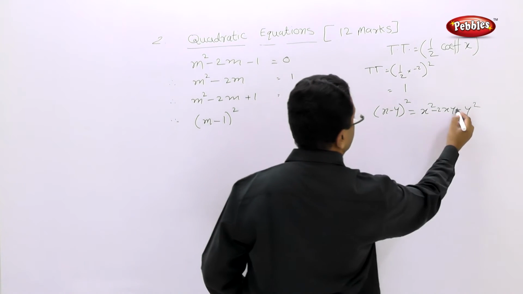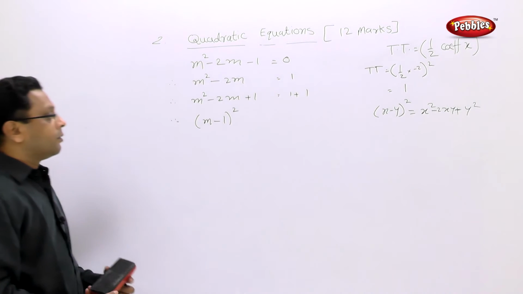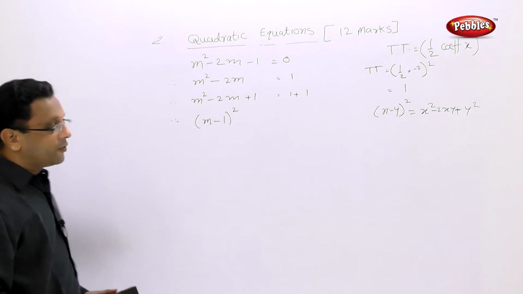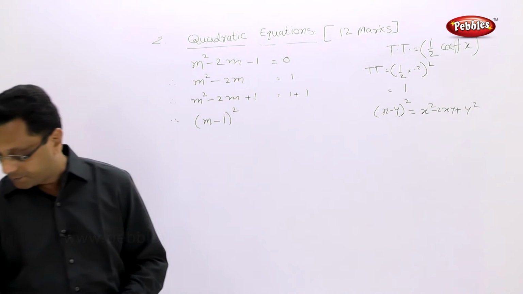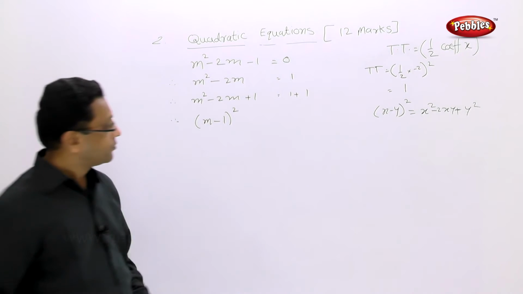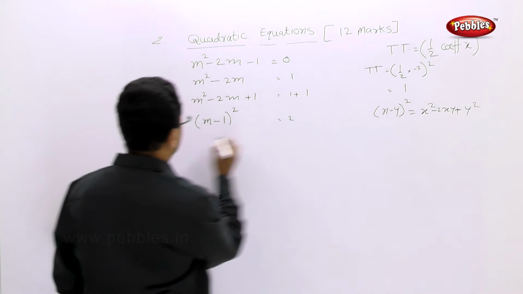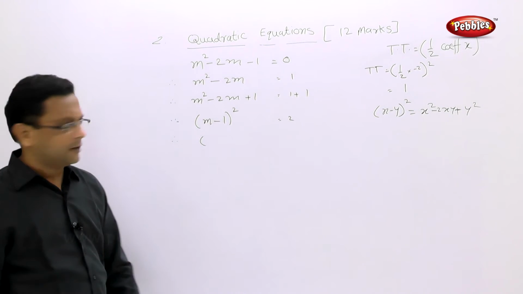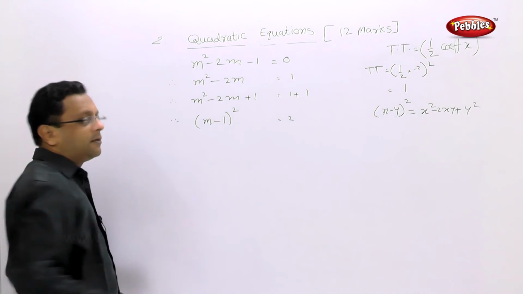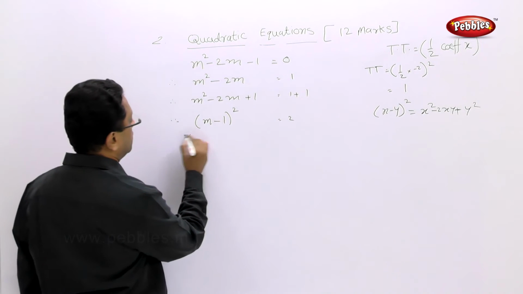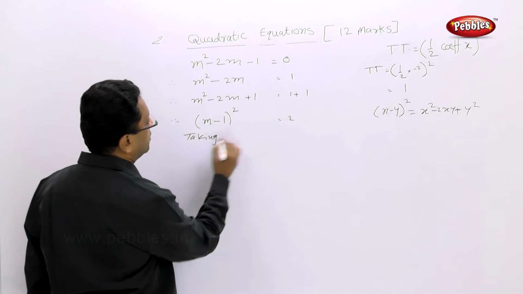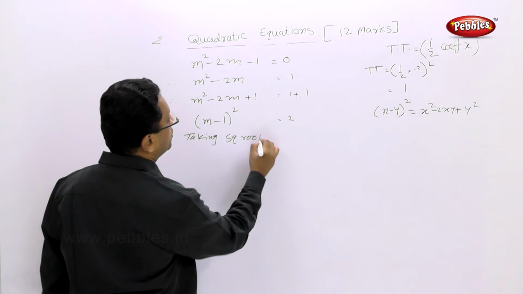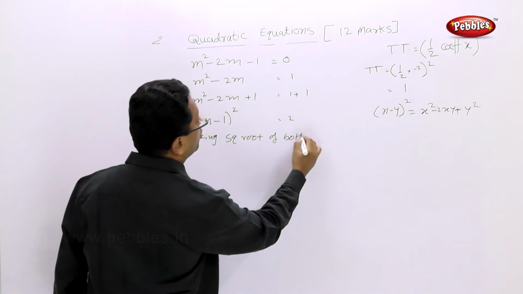Plus y square. So this is the complete square of (m minus 1) bracket square equal to 2. I'm not writing this, but you have to write: taking square root of both sides.